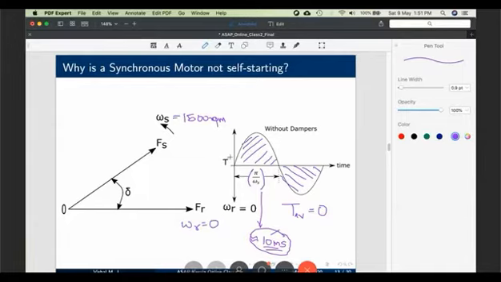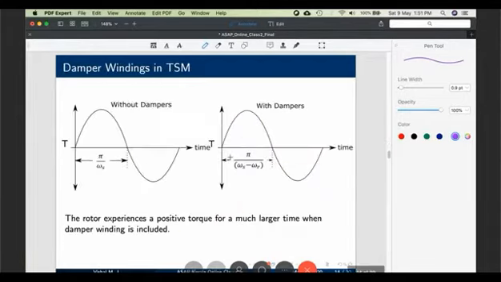Why do we need dampers? Dampers are nothing but solid copper bars embedded on the rotor poles, and they are short circuited, which means at the time of starting, a synchronous machine starts like a squirrel cage induction motor. Without a damper, this is the case. With a damper, this is the case. Still, the average torque becomes 0.